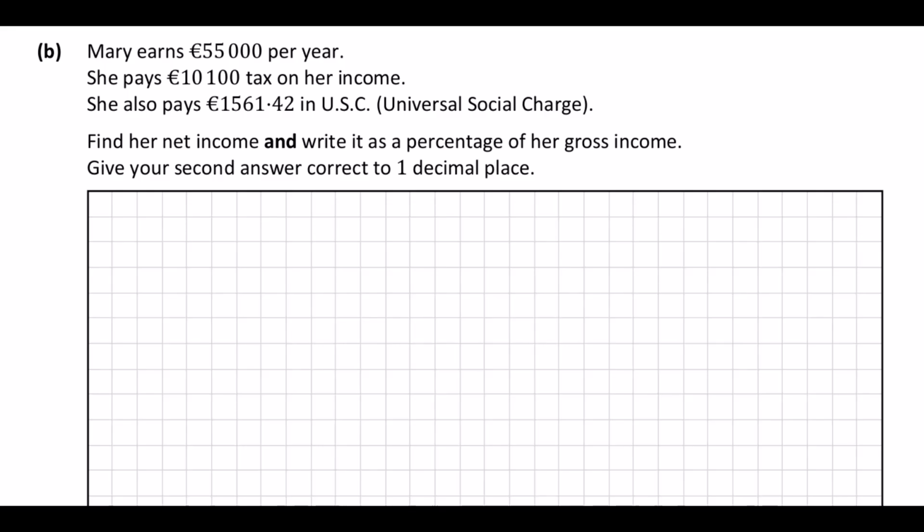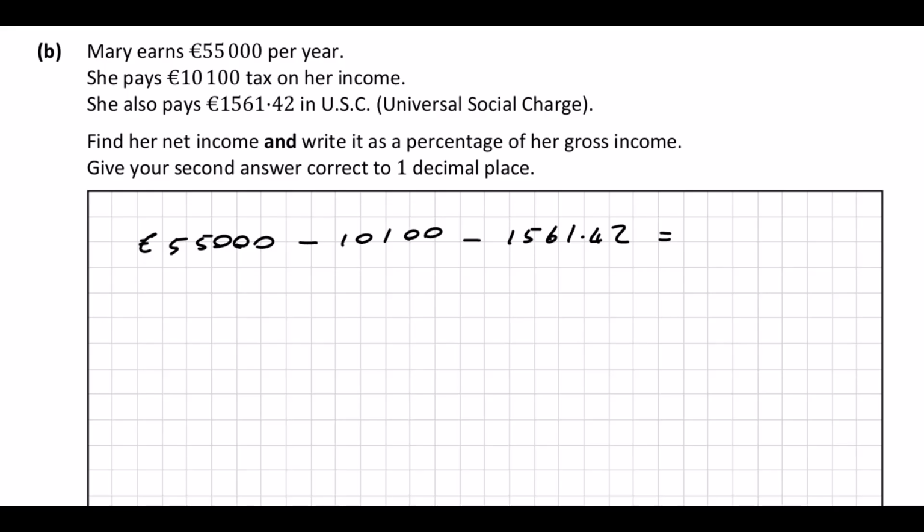Okay, so what we've got to do here is take 55,000 euros. That's what she earns. She pays tax of 10,100 euros, so we've got to subtract that. She also pays 1,561 euros 42 cents in USC, so we've got to subtract that. That would give her net income, how much income she actually takes home.